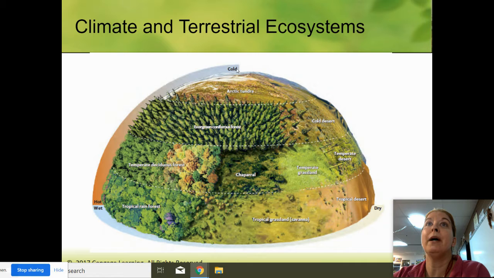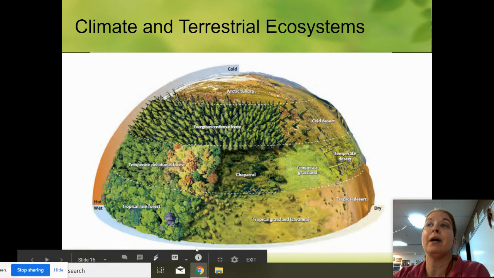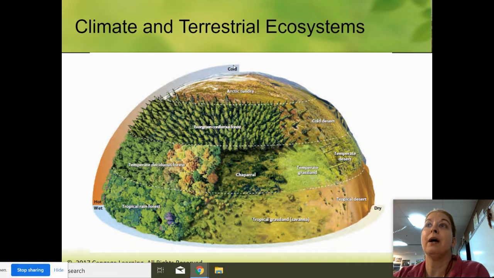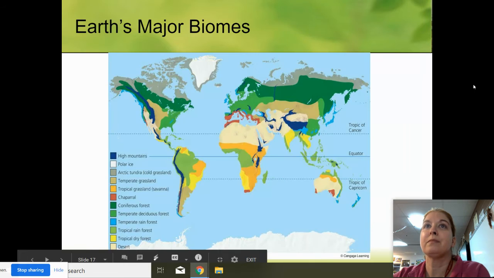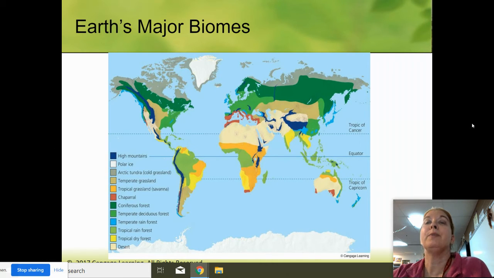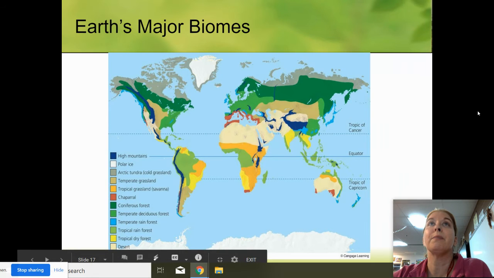So you have your cold biomes, your hot biomes, your wet biomes, your dry biomes. You have the tundra and the deserts of the different cold, temperate, and tropical or dry. Then you have your forests over here in the wet area. Hot stuff, cold stuff. So here are the biomes spaced out. If you went back and compared this to the air and the water currents, you'd see some similarities with how the air and the water move the moisture and the dryness and the temperatures around.